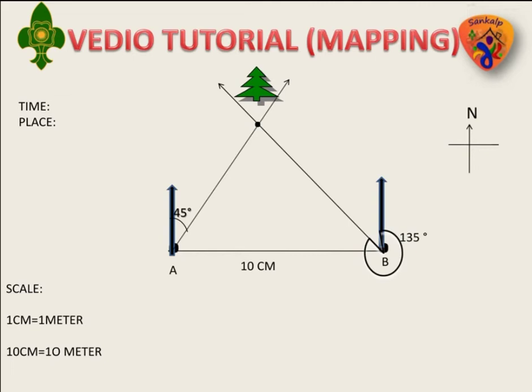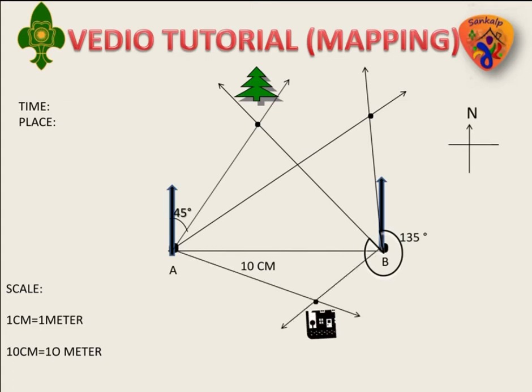Here is another point, and from A it has crossed, and from B another triangle is formed. There is another object and another point. From A it crosses over, and from B also it crosses over. Like this, by finding the various angles and the various objects which are near these points, we are going to make the mapping by considering those objects.